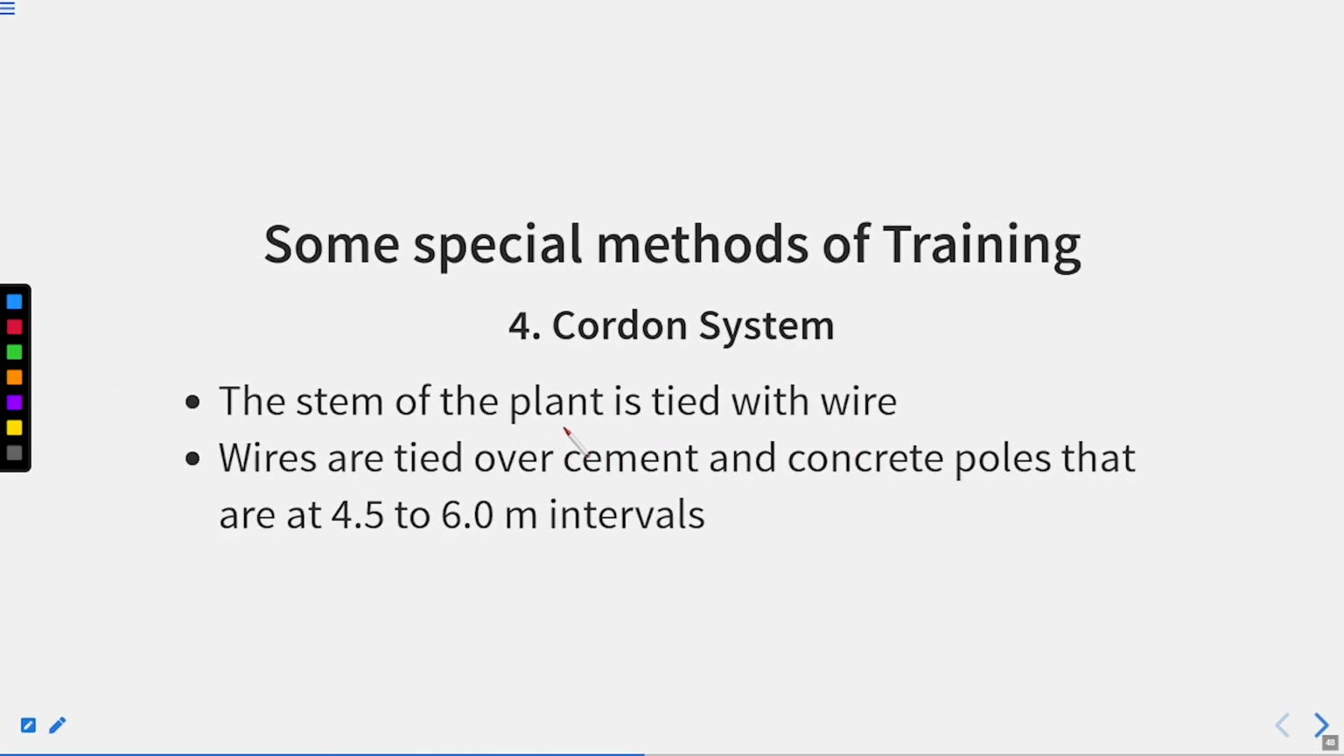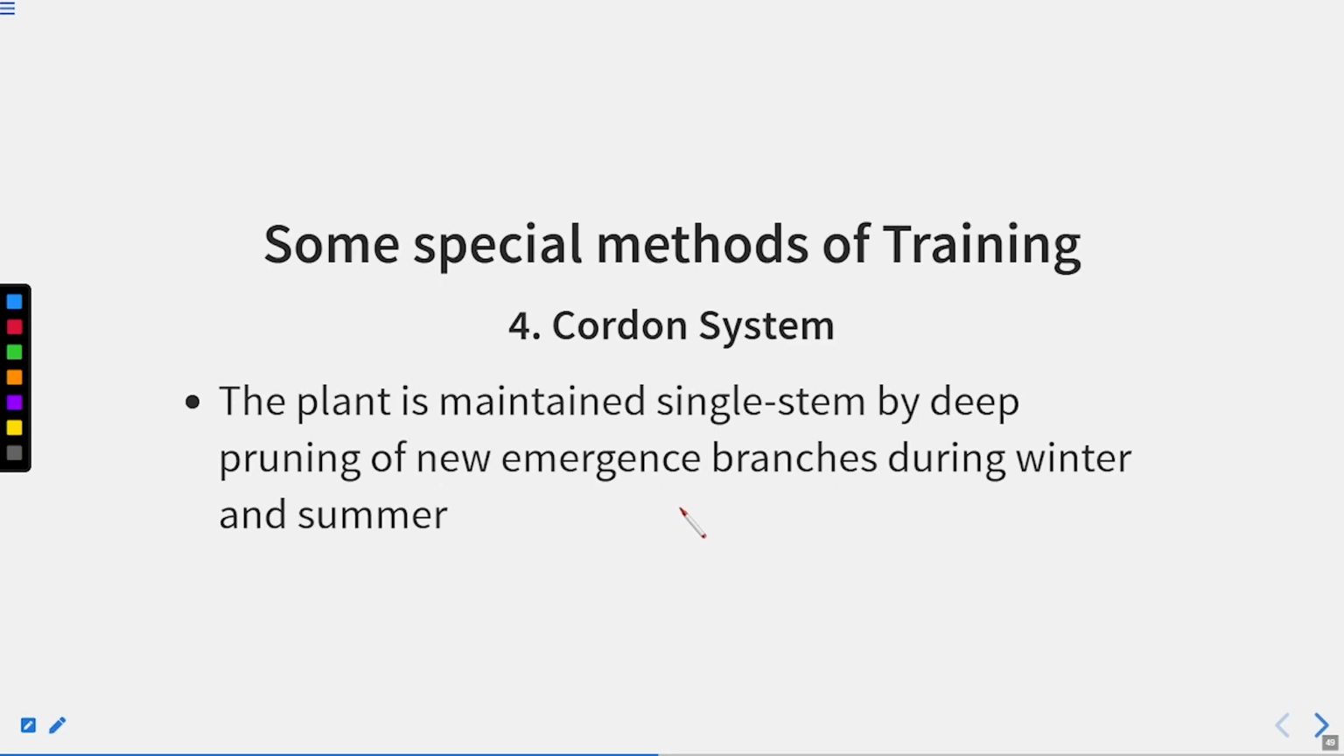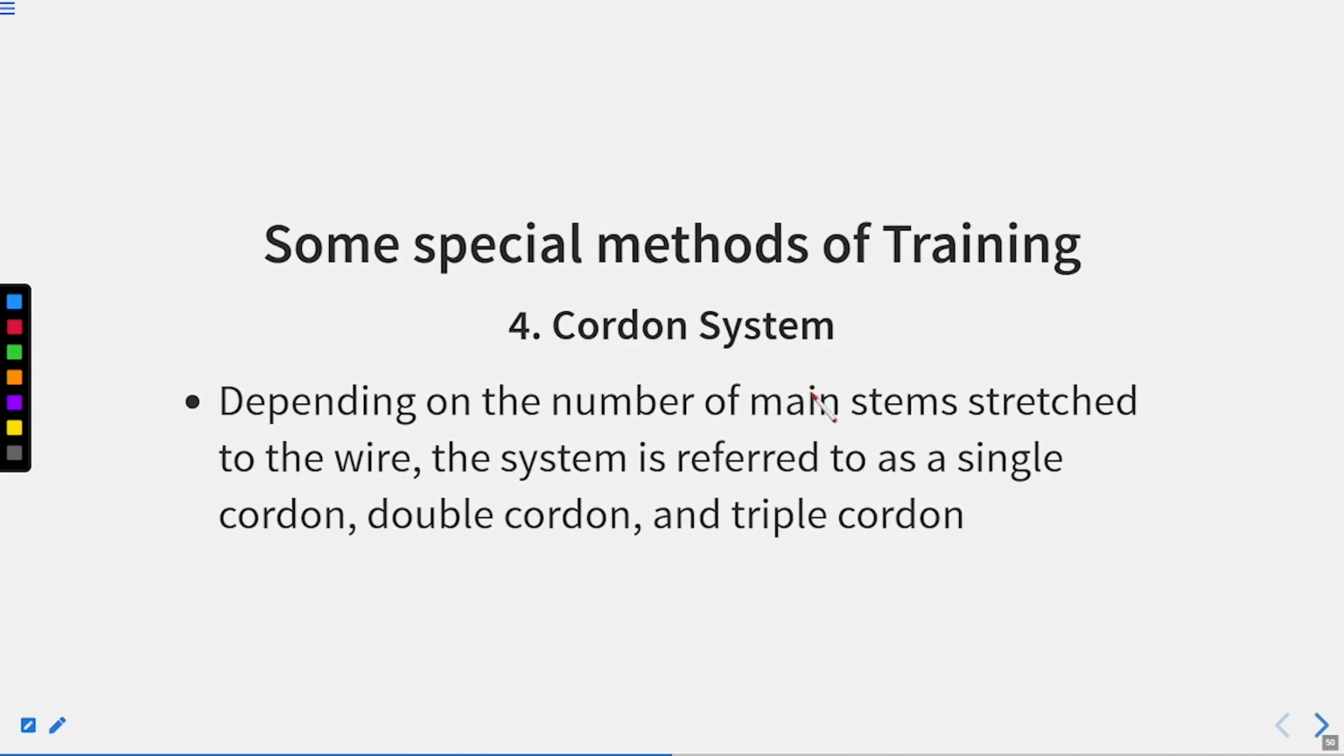In this system, the stem of the plant is tied with the wire, and wires are tied over the cement concrete poles that are at 4 to 5 meter intervals. The plant is maintained as a single stem by deep pruning of the new emergence of the branches during the winter and summer. So in the winter and summer season, we prune out, we cut off some of the branches that are emerging, and we maintain the single stem, right? So this deep pruning method is adopted.